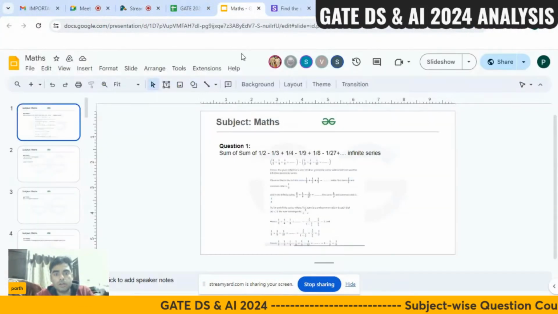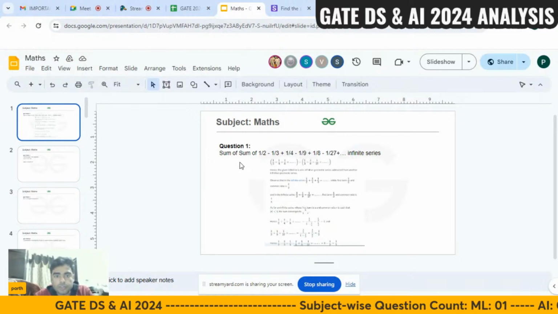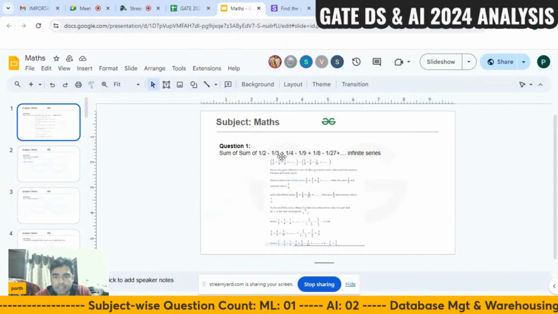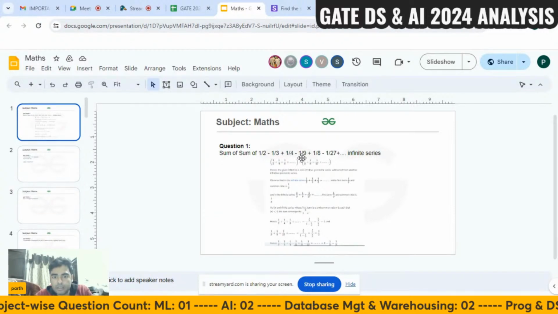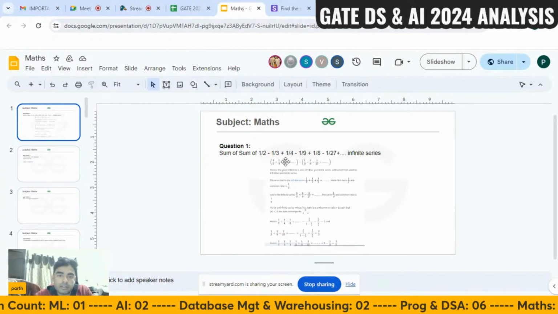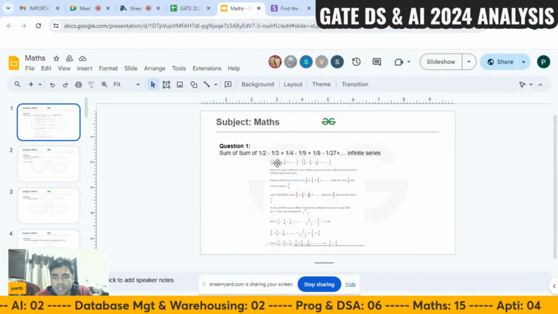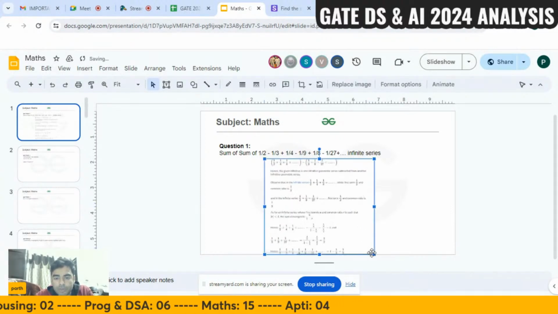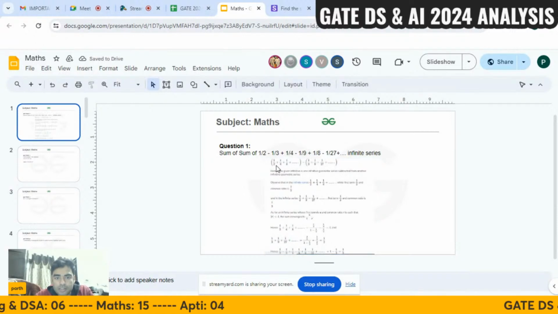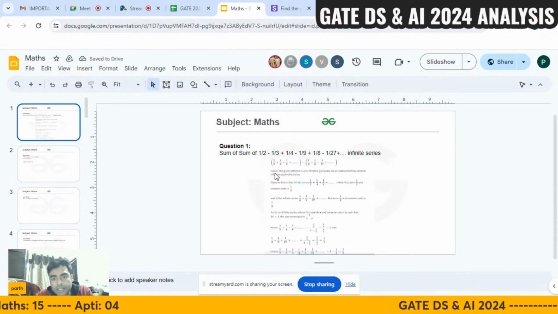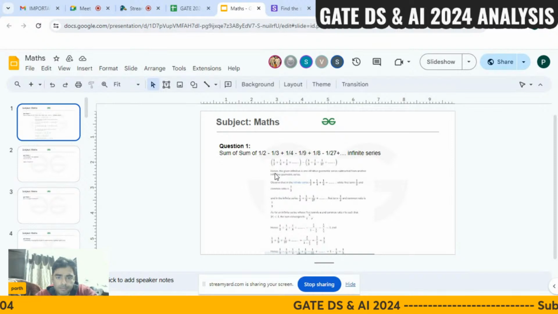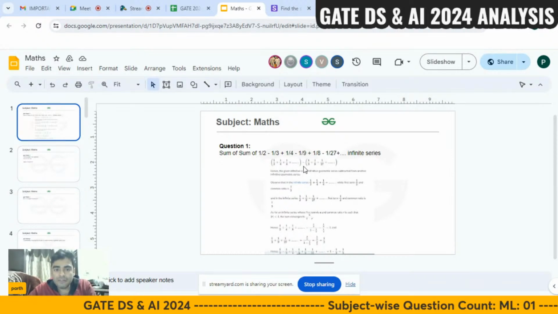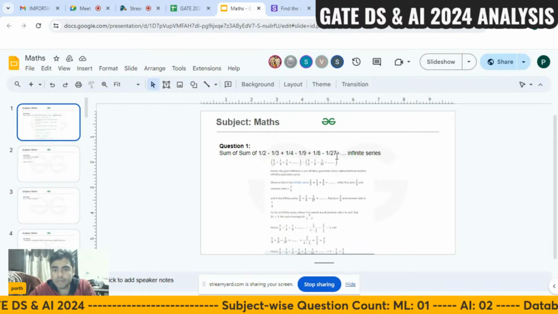Okay, so we'll be solving this question where it is written: the sum of 1 by 2 minus 1 by 3 plus 1 by 4 minus 1 by 9. What we'll do is club all the positive ones and club all the negative ones. As you can see in the snapshot, clubbing all the positive ones, the series becomes 1 by 2 plus 1 by 4 plus 1 by 8, and minus, clubbing all the negative ones, the series becomes 1 by 3, 1 by 9, 1 by 27.